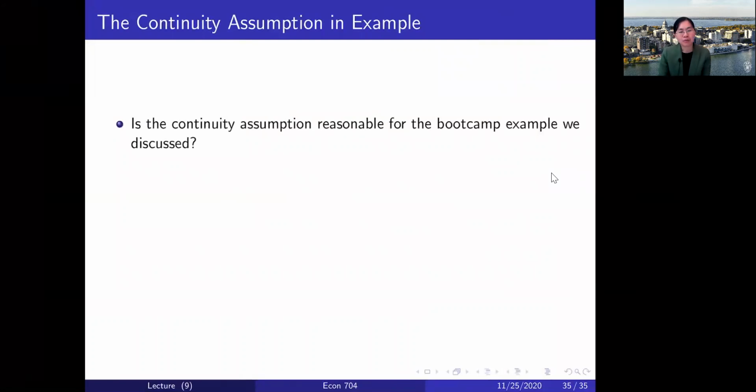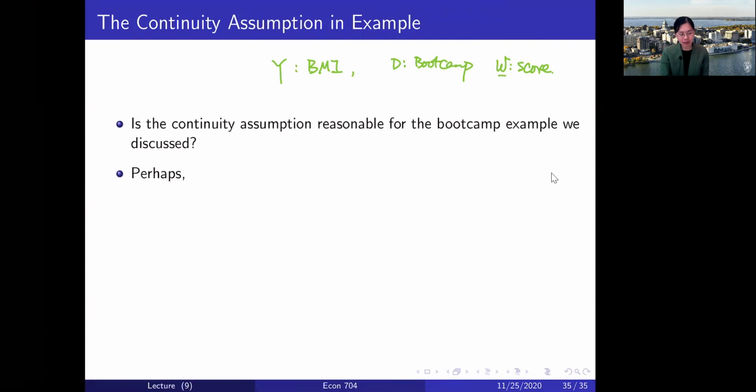Now, is the continuity assumption reasonable for the bootcamp example we discussed? It perhaps is. We can think about what the error terms are. So remember, our Y is the BMI at age 40, that's 20 years after graduation, after the bootcamp. And D is the bootcamp. And W is the score from the freshman year, the PE score from the freshman year.